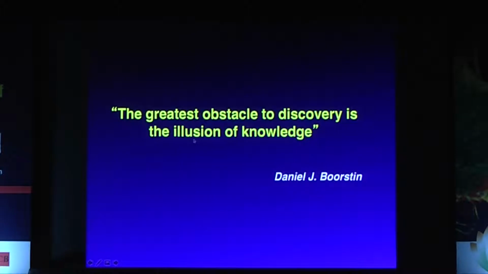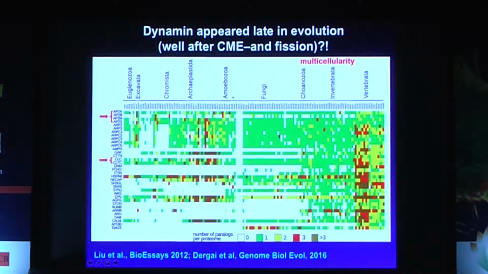One of my favorite quotes is this from Daniel Boorstin, that the greatest obstacle to discovery is the illusion of knowledge. So we think of dynamin as the paradigmatic fission machine, but indeed, dynamin appeared evolutionarily much after Clathrin-mediated endocytosis. So you see the appearance of clathrin, adapters, and many of the endocytic accessory proteins since the very first eukaryotic ancestor cells. But dynamin, you see, is completely absent throughout all of these early stages of evolution until you get to multicellularity. So clearly, fission in clathrin-mediated endocytosis was occurring for eons before the advent evolutionarily of dynamin.